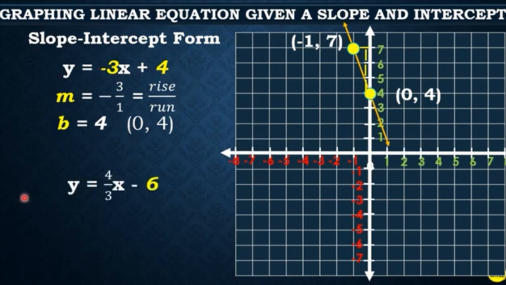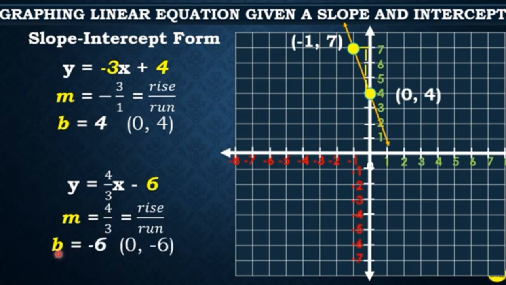Another example. So, I have here y equals 4/3 x minus 6. Okay. Since nakaayos na siya into slope-intercept form, madali nating makikita ang m at ang b. So, our m is 4/3. This is your rise. This is your run. Your y-intercept or yung b mo is negative 6. Bakit negative 6? Kasi ayan po, minus siya, diba? Okay, so negative 6. So therefore, that is (0, -6).